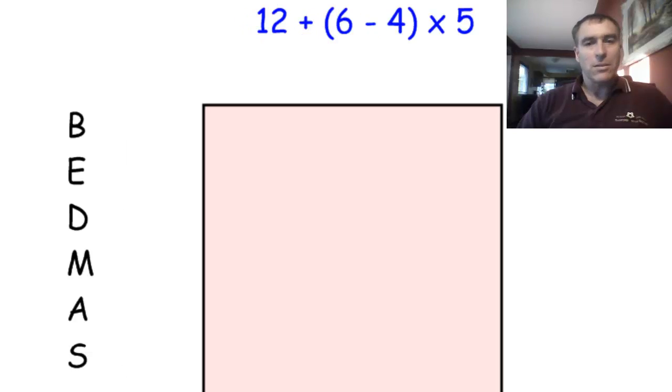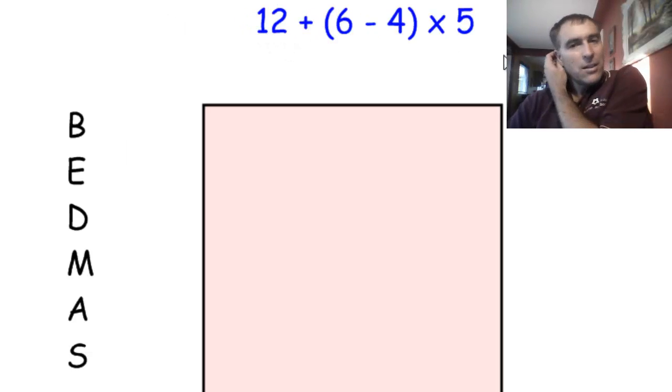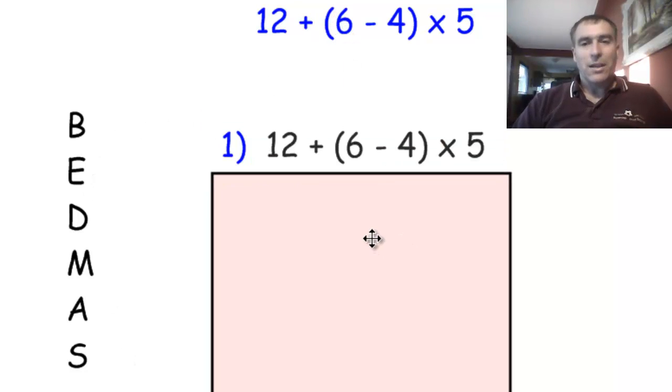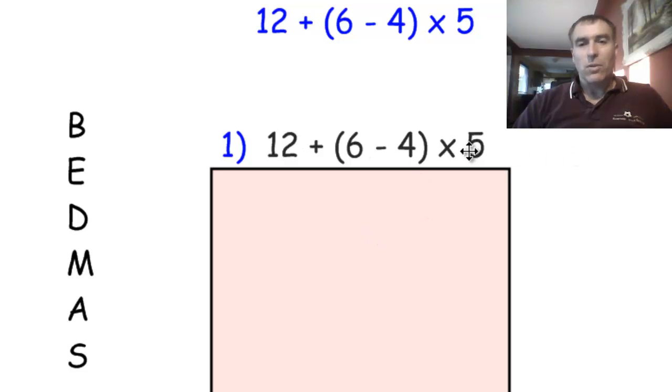Let's do a little more complicated question here. Now, I got my BEDMAS there, so I'm referring to it. Do we have brackets? Yes, we do. And the first step is you write the question out, okay? And by writing the question out, you want to underline the part that you're going to answer first. So the first thing you're going to do is brackets, and that's 6 minus 4.